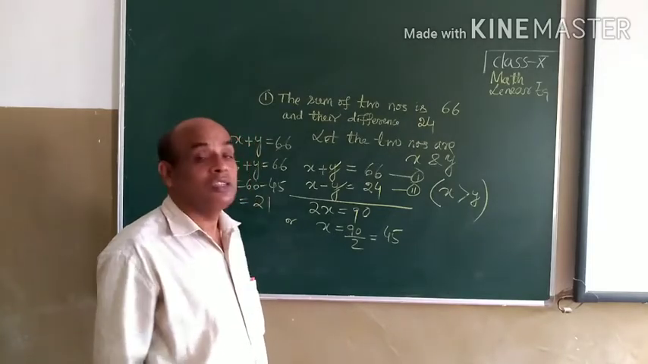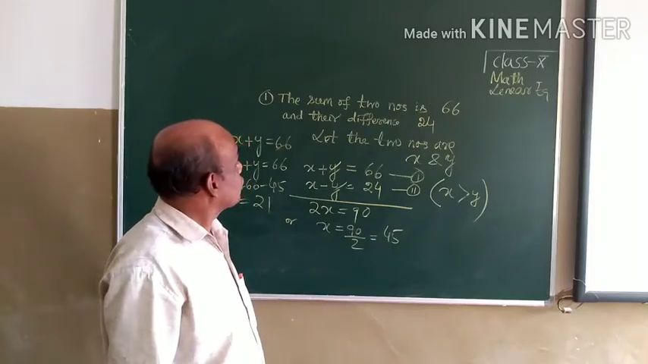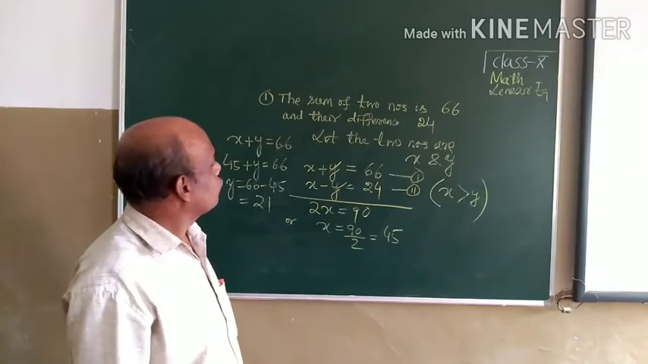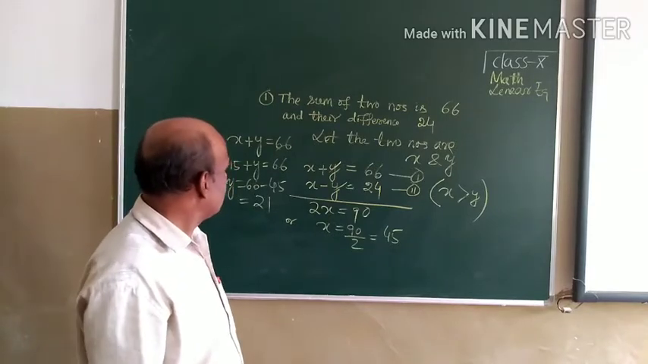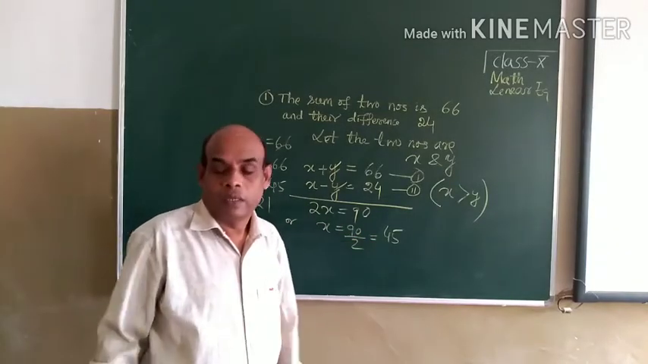So this is the solution of the question. The sum of the two numbers is 66 and the difference is 24. Therefore, the two numbers are 45 and 21.